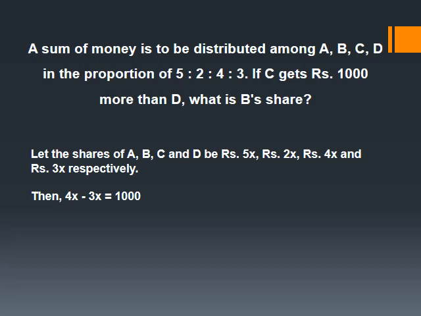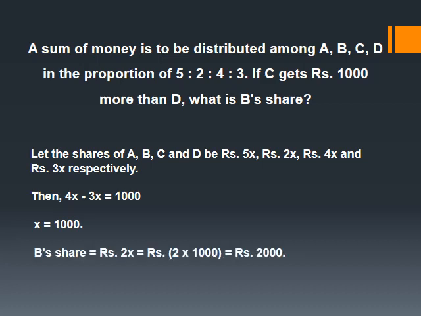So we have a formula here. We always set an equation or formula from which we can find x. So 4x minus 3x is 1x. That is, x is 1000. And now what is B's share? B's share is 2x. So we have x here. B is 2x, that will be 2 times 1000, that is 2000.